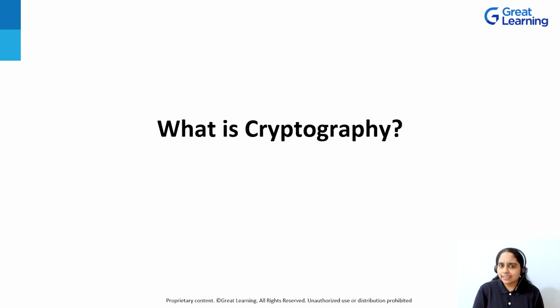But what is the CIA triad? CIA triad is a standard for implementing information security. In CIA, C stands for confidentiality, I stands for integrity, and A stands for availability.